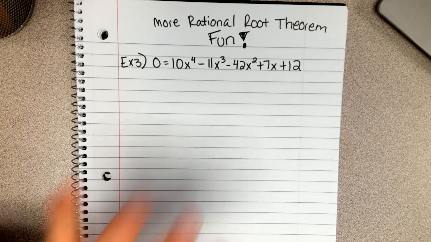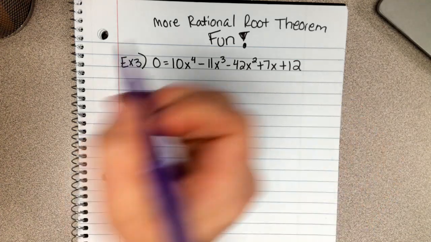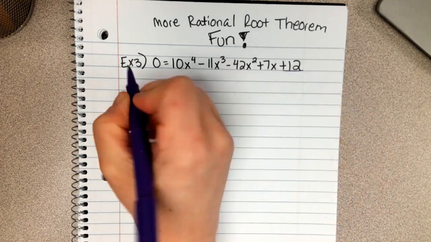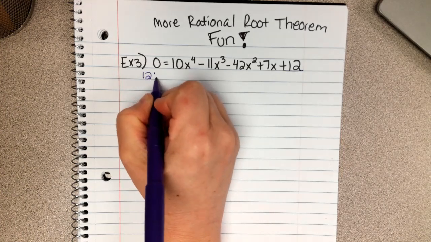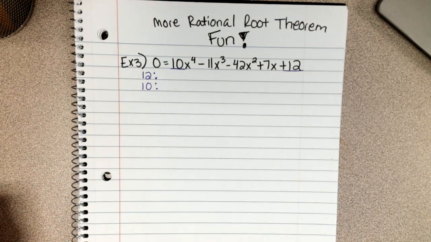Okay, so this has 5 terms in it. We don't have a method necessarily for factoring 5 terms, so we are going to have to use rational root theorem. Let's go ahead and start listing our factors. So I need the factors for the constant, which is 12, and I need the factors for the leading coefficient, which is 10. Feel free to pause and list all of your factors out.